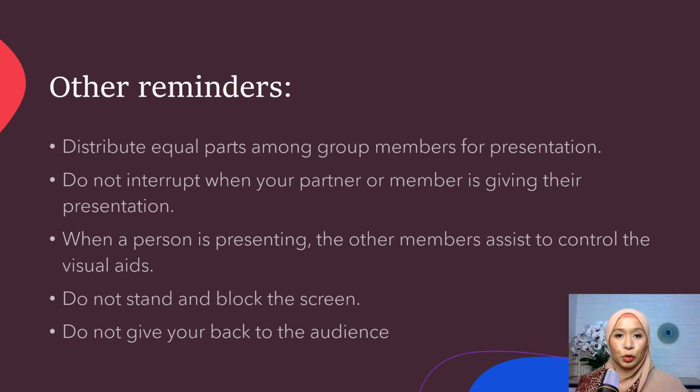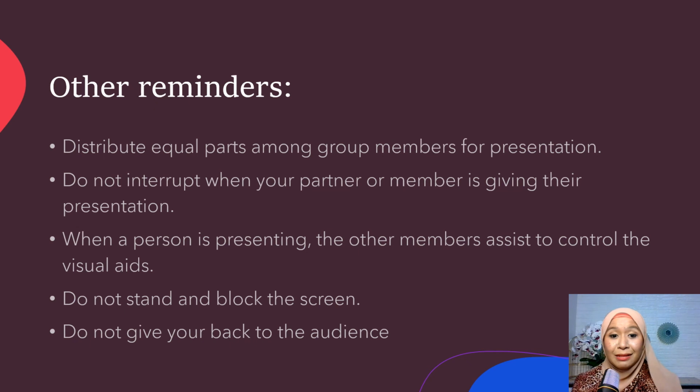When you're presenting your oral presentation in a group or a pair, these are some other reminders you need to take into consideration. Firstly, distribute equal parts among the group members. If you have a 10 minute presentation and 4 members in the group, divide it equally, with another 2 minutes for the Q&A session. Do not let one person hog the entire presentation.